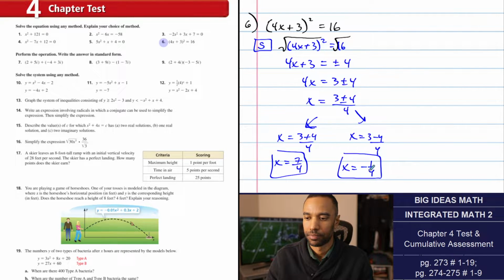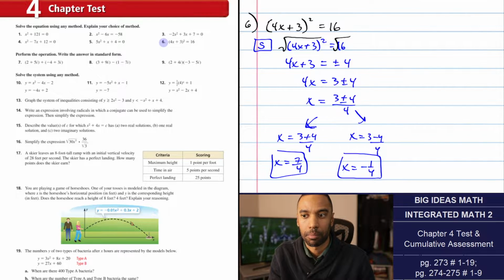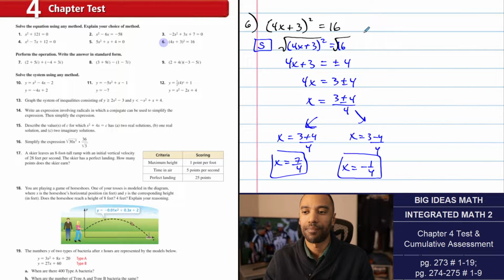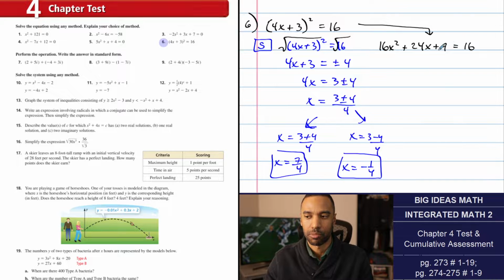Like so. That might have seemed like a lot of work. I'm not going to say I promise you it's the fastest, but considering I have to do this stuff at the end anyway, I'm guessing it probably is. I have 2 other methods I can go by. They both require you to expand this thing out. 4x plus 3 quantity squared expands to 16x squared plus 24x plus 9. This also requires you to subtract the 16 over and set this equal to 0.